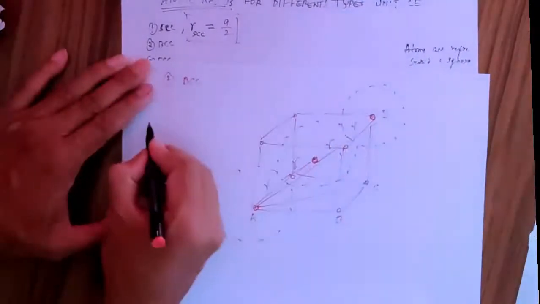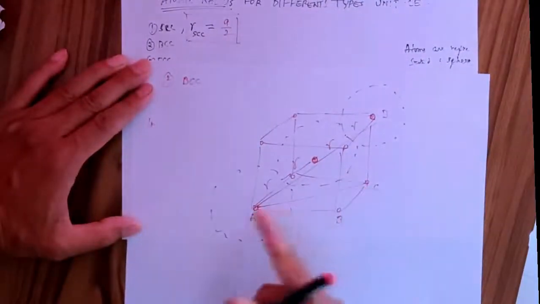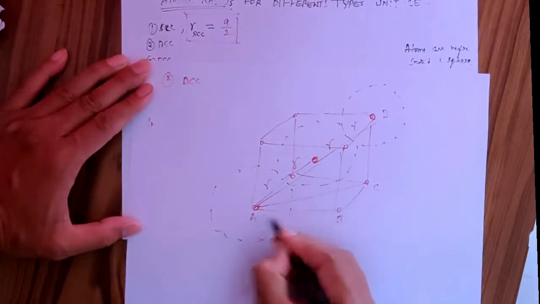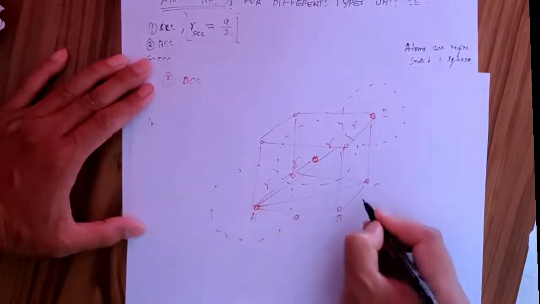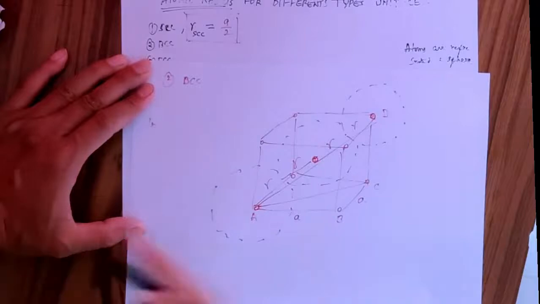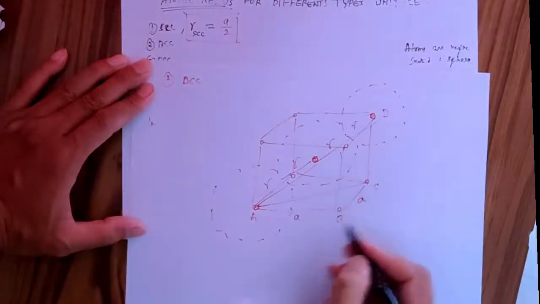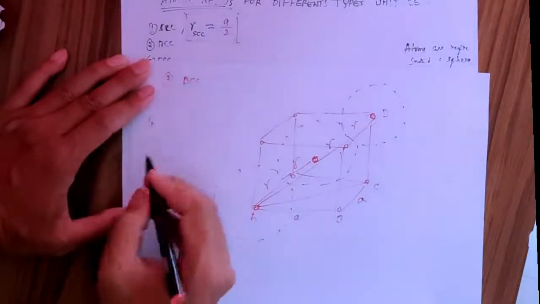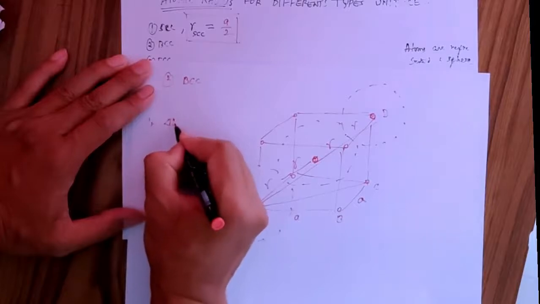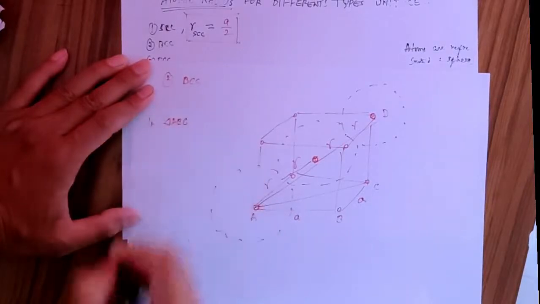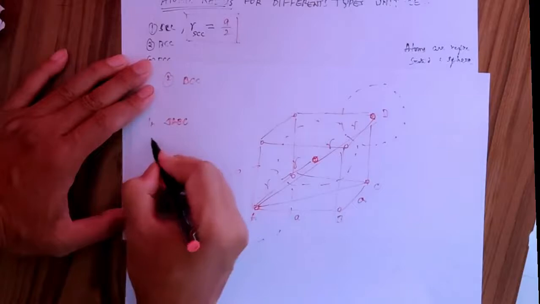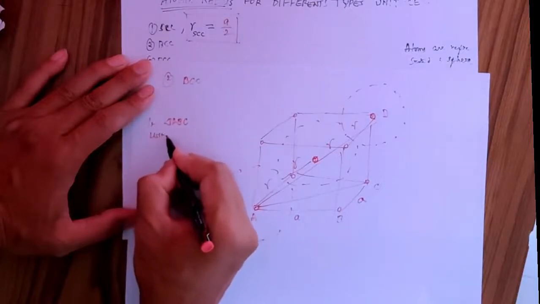A C length, A B. All the edge lengths are A. B C and A C lengths. So in triangle ABC, using Pythagoras Theorem.